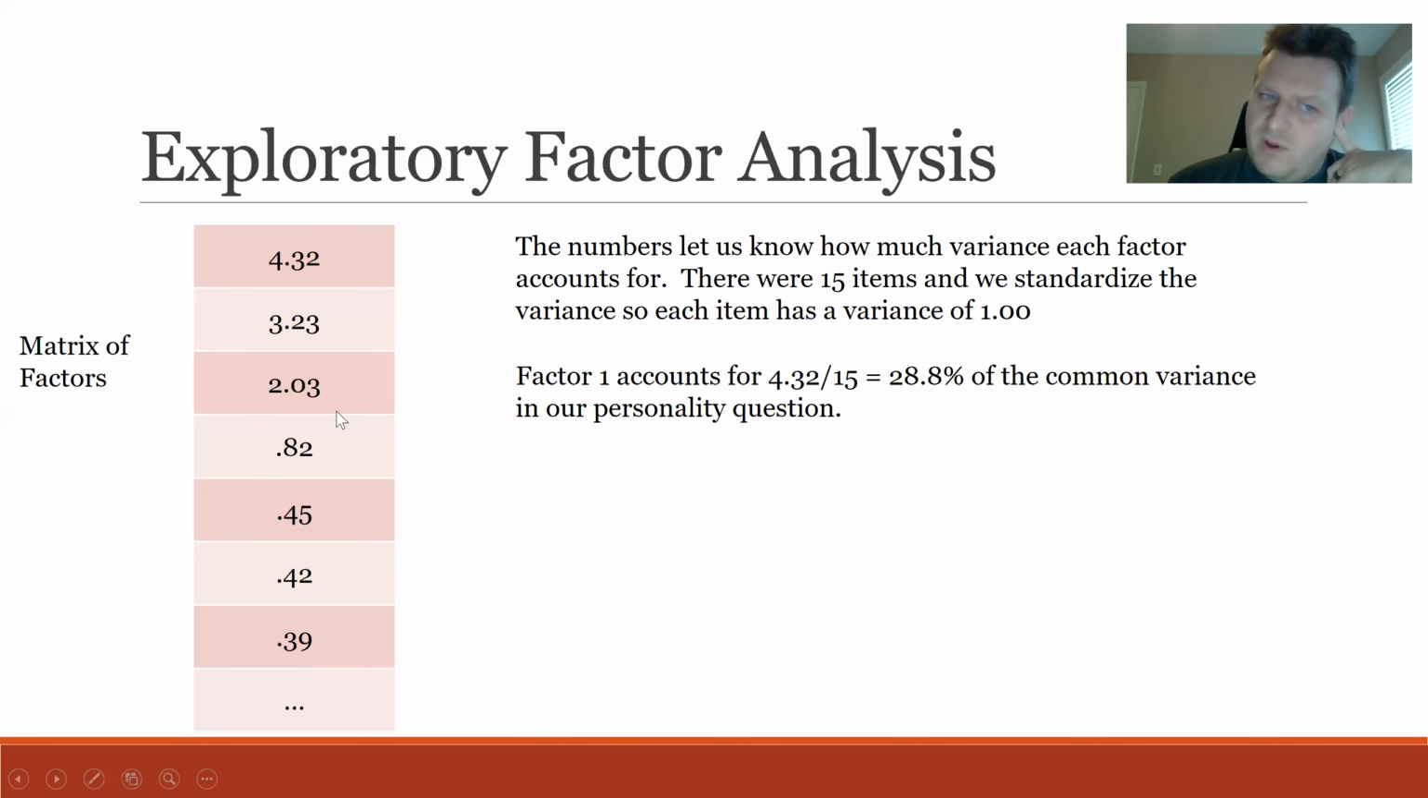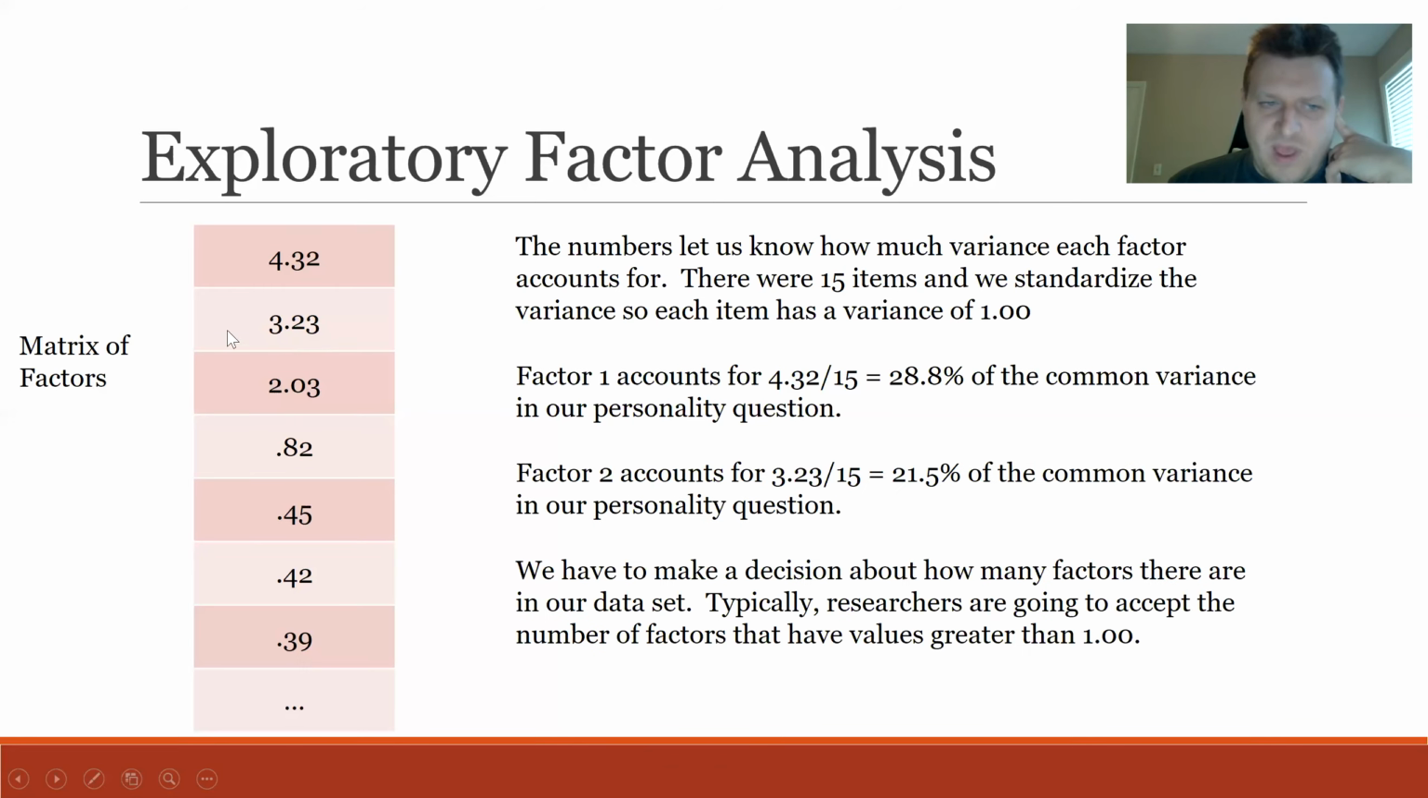We can do something similar here for factors 2 and 3. So factor 2, 3.23, we had 15 test questions, we divide by 15. This gives us 21.5%. So that means that factor 2, whatever it is, accounts for 21.5% of all of the relationships among all of the test items. Okay, the cutoff point that we typically use is we are going to accept however many numbers we have that are above 1. That's how many factors that we have in our data set.